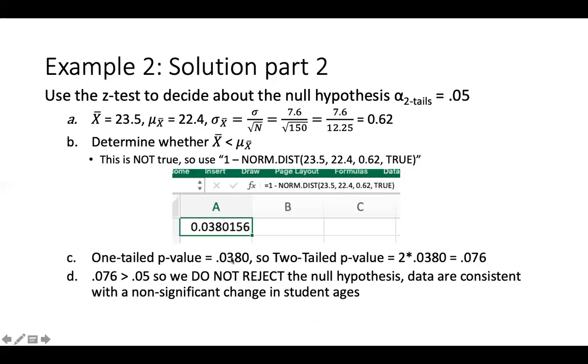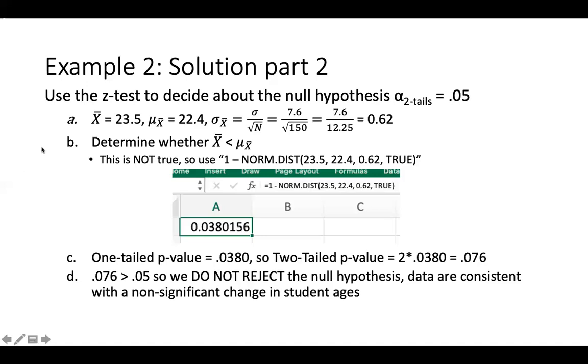But we want to do a two-tailed test. So we have to multiply that by 2. We get 0.076. Now notice at two tails, our p-value is greater than alpha 0.05. So in fact, we can't reject the null hypothesis. So the data are consistent with a non-significant change in age. So stated differently, it doesn't look as if age has changed significantly. It doesn't look like the students are getting older or younger in any significant way.